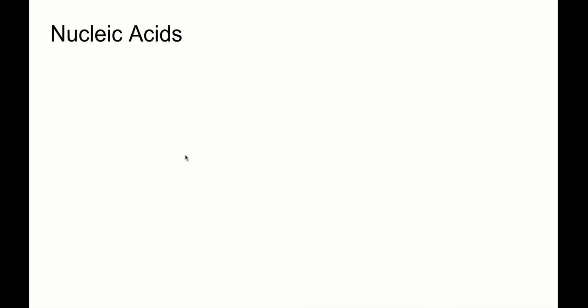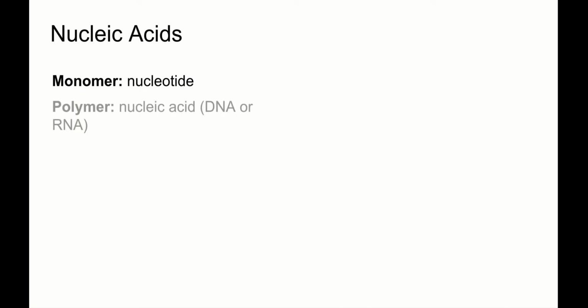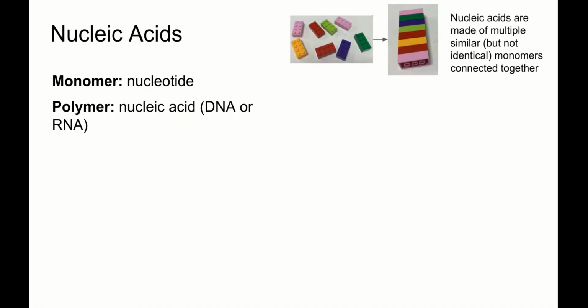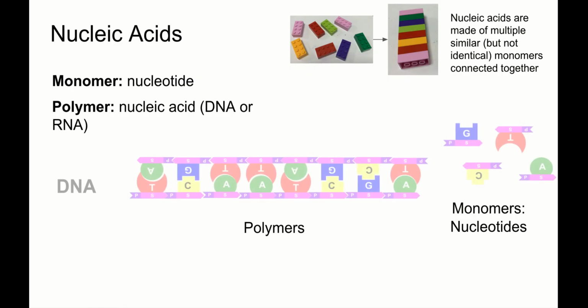The last category of biological molecules is nucleic acids. The monomer of nucleic acids is called a nucleotide. And when we put multiple nucleotides together, our polymer is called a nucleic acid. We may call it a nucleic acid, or we may call it by its specific name. There's only two nucleic acids, DNA or RNA. So nucleic acids are made of multiple similar but not identical monomers connected together, similar to proteins. And let me show you some examples and what the overall structure looks like.